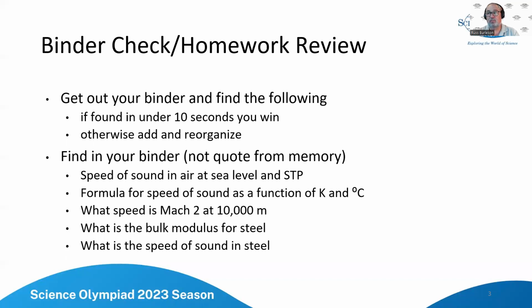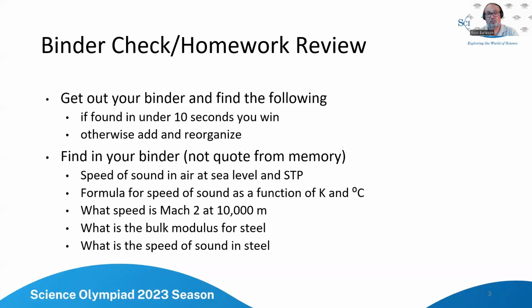What's the formula for speed of sound? It's a function of Kelvin and degrees Celsius. Okay, find both of those formulas. What speed is Mach 2 at 10,000 meters? Okay, so now this one may require a little bit different. You may have to look up and see what Mach means. See that it's the speed of sound. Okay, so Mach 2 is twice the speed of sound at 10,000 meters. So you would need to find the speed of sound in air at 10,000 meters. Okay. And then you double that number and you get Mach 2.